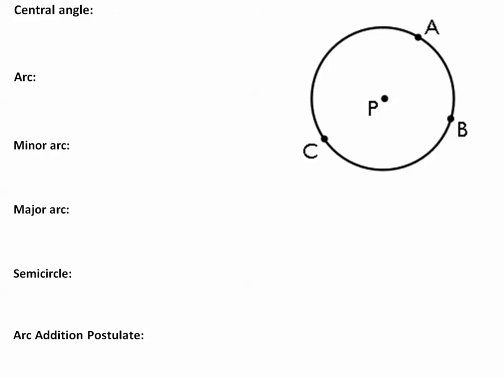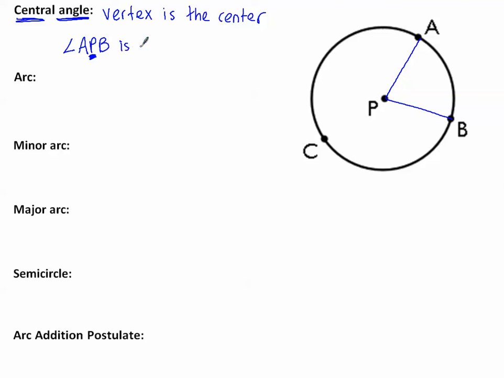Let's start by talking about what is a central angle. Well, that's obviously a kind of angle, but the vertex is what makes it a central angle. The vertex is the center of the circle. Central vertex is the center. For example, I could draw a central angle by connecting radii from P to A and P to B. So I have central angle APB because P is the center of the circle. So angle APB is a central angle.